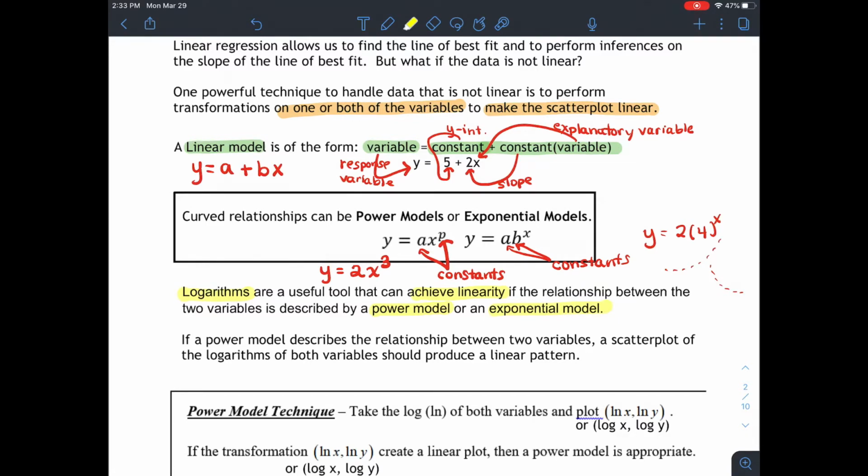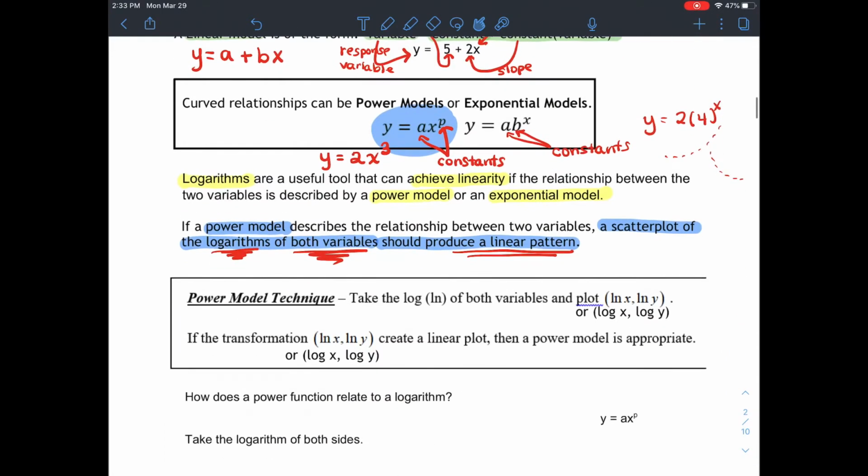So what we're going to focus on here first is a power model. What if the original scatter plot is more in this format here? So if the scatter plot is a power model between our two variables, then we can get a scatter plot of logarithms of both the variables that is going to make it look linear. Let me rephrase that here. We can get a scatter plot that looks linear if we transform the data set by taking the logarithm of both the explanatory variable and the response variable.